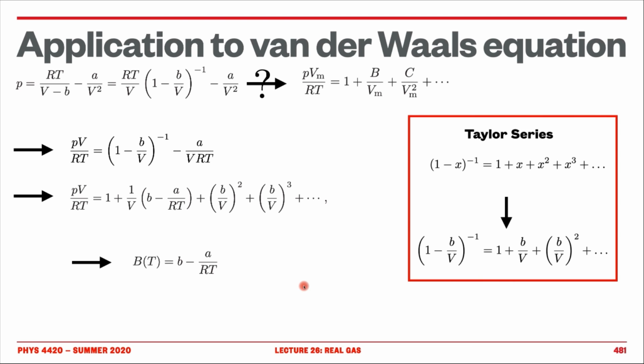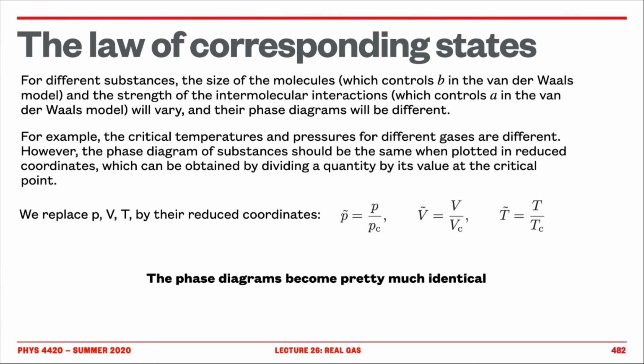Well, of course, you can calculate the Boyle temperature. The Boyle temperature is when B is equal to zero. And of course, this is a very simple thing to do. We just have to make sure that this is equal to zero, and we find the Boyle temperature in the van der Waals model is a over bR. So this is nice. Good.